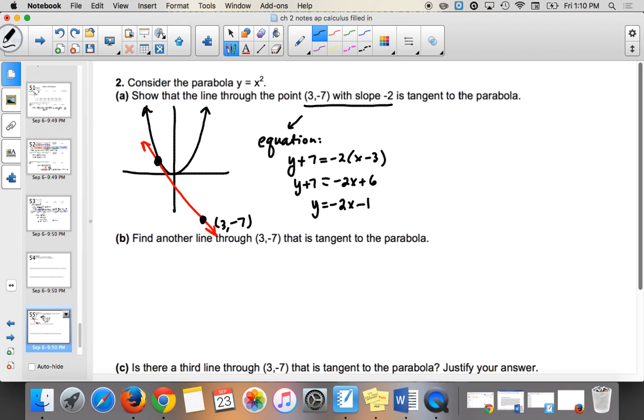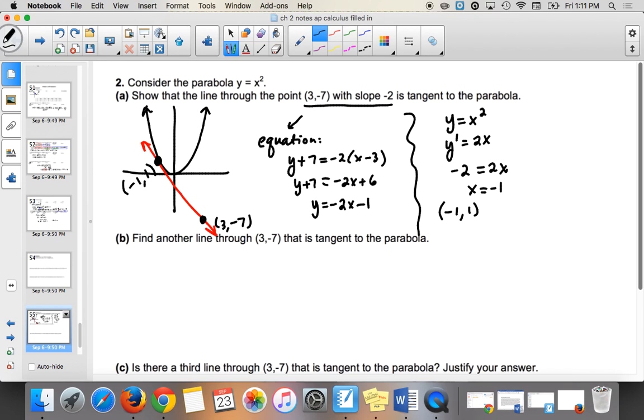All right, so let's see. I want to show that if I have y equals x squared, and I take the derivative, I get 2x. My slope at that point is negative 2, right? So if I have negative 2 equal to 2x, what x value is that hitting? Negative 1. So the point at negative 1 is negative 1, 1, right? Y equals x squared. So this would be the point negative 1, 1.